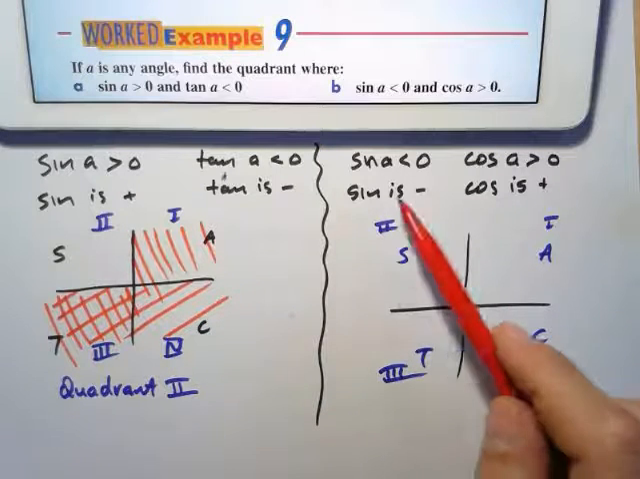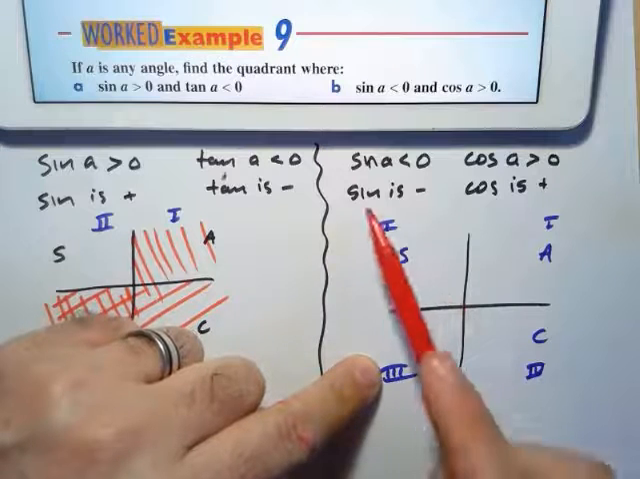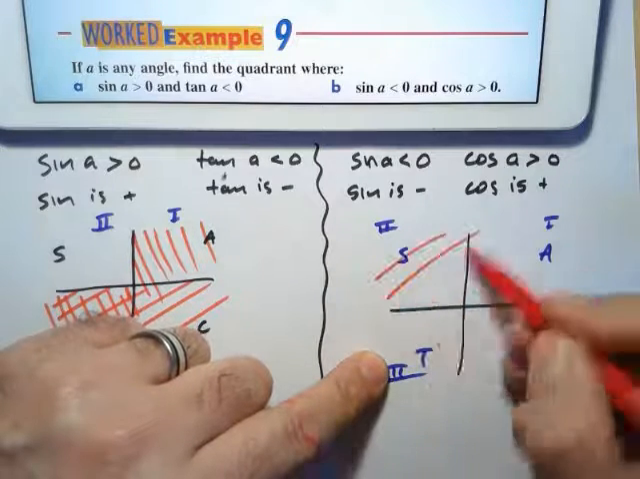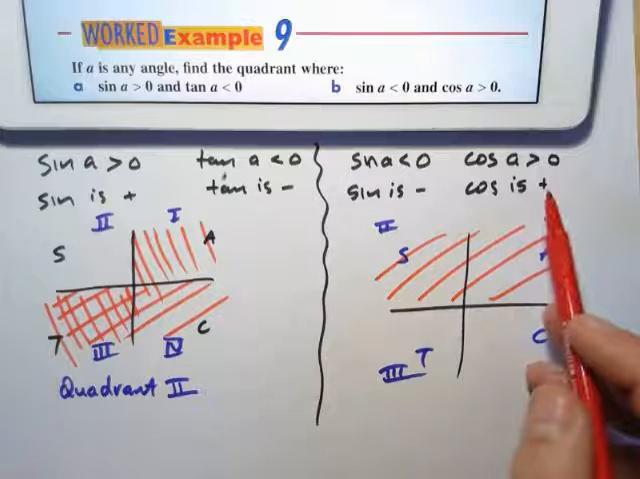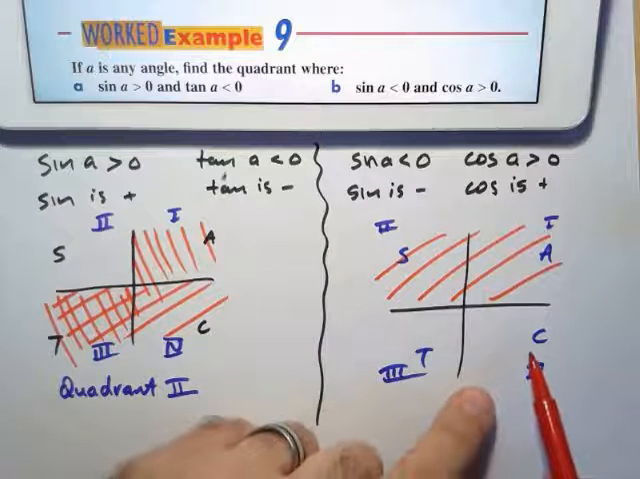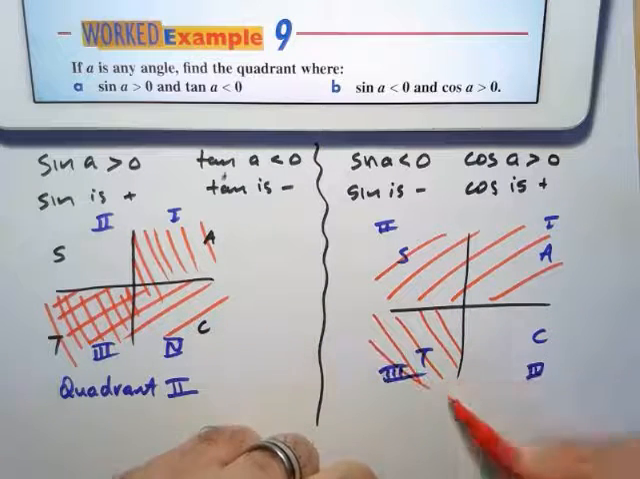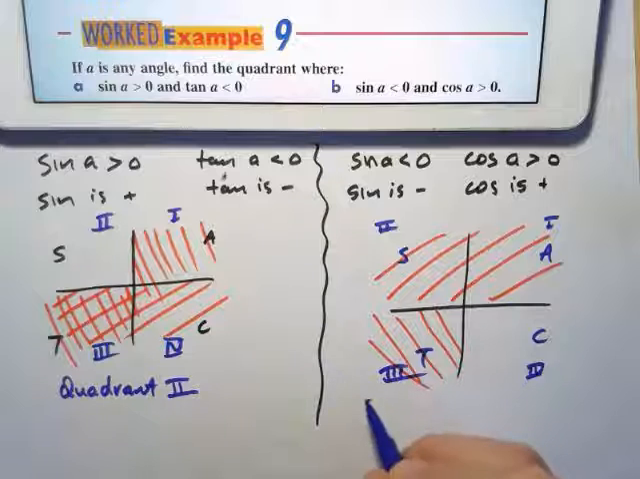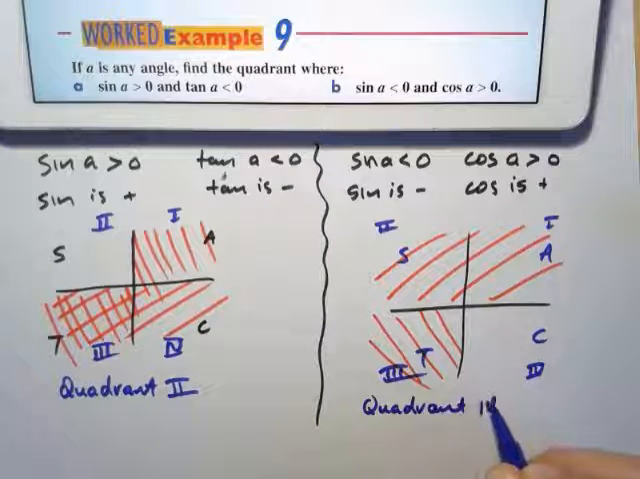So sine is negative. Sine is negative in your third. So where's sine negative? It's positive there, so it cannot be there. It must be in one of these two. But cos needs to be positive. Cos is positive there, so it cannot be there. So my answer is quadrant 4. Quadrant 4.